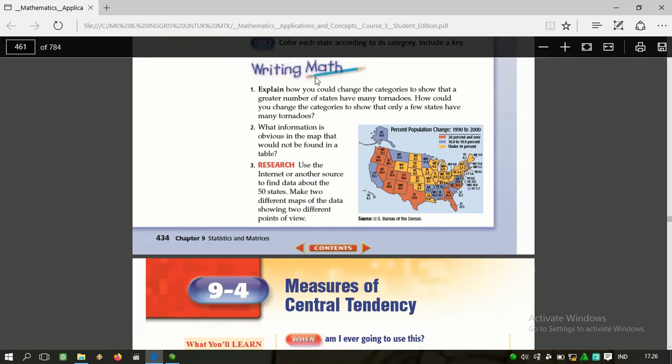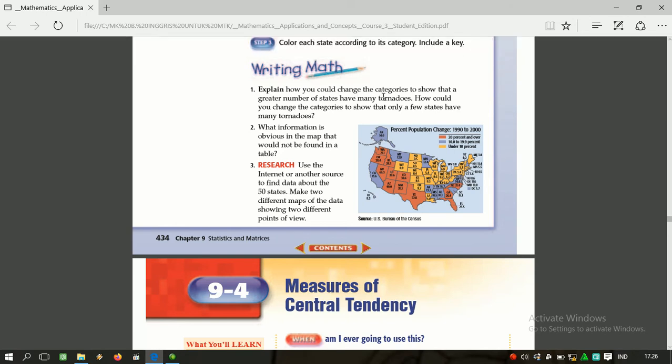Next, Writing Math. Number 1. Explain how you could change the categories to show that a greater number of states have many tornadoes. How could you change the categories to show that only a few states have many tornadoes?